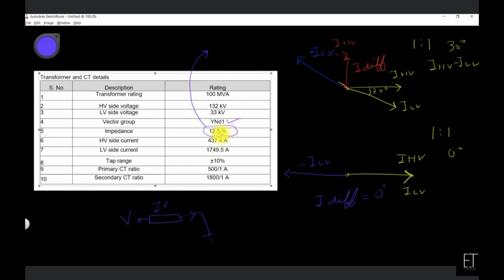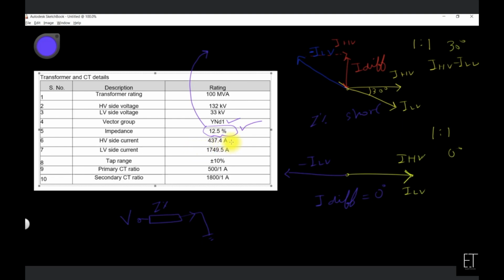So this is 12.5%. I will explain separately in the next video the relationship of percentage impedance and short circuit MVA, and what is the meaning of percentage impedance. Percentage impedance is a special impedance that is measured in voltage or in per unit values. It is not measured in ohms. So we will see why it's done and which method is used to measure it. We will discuss this in a separate next lecture.